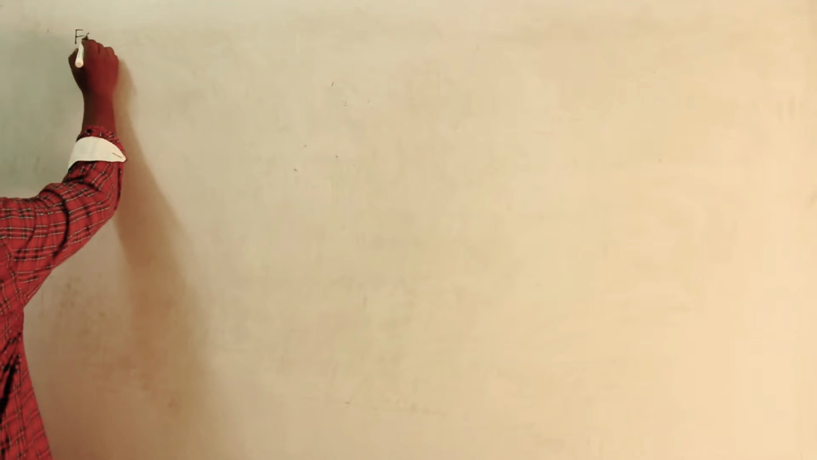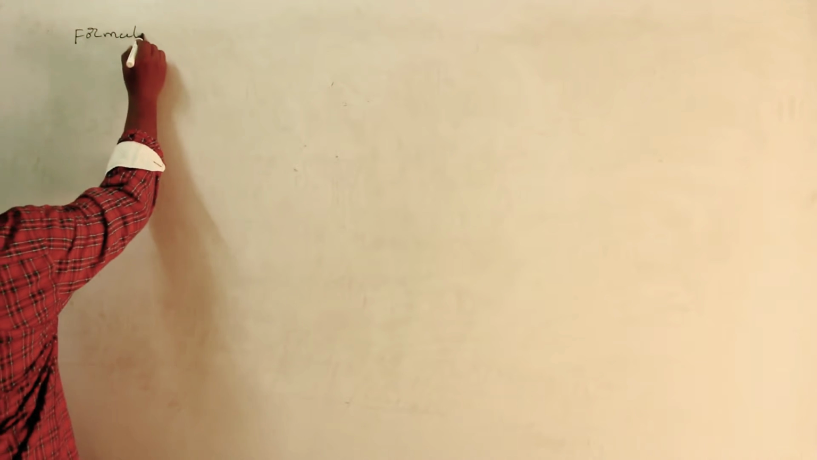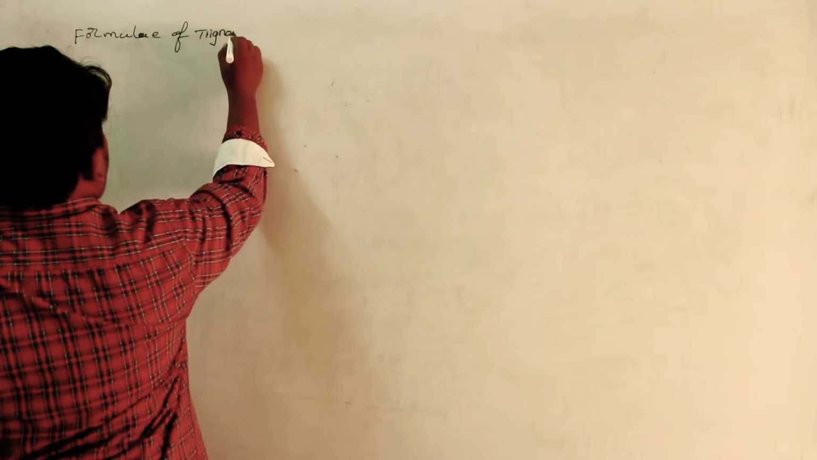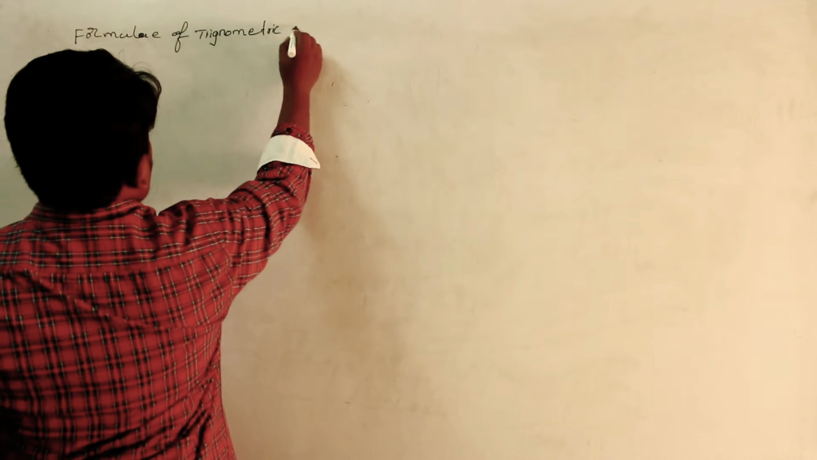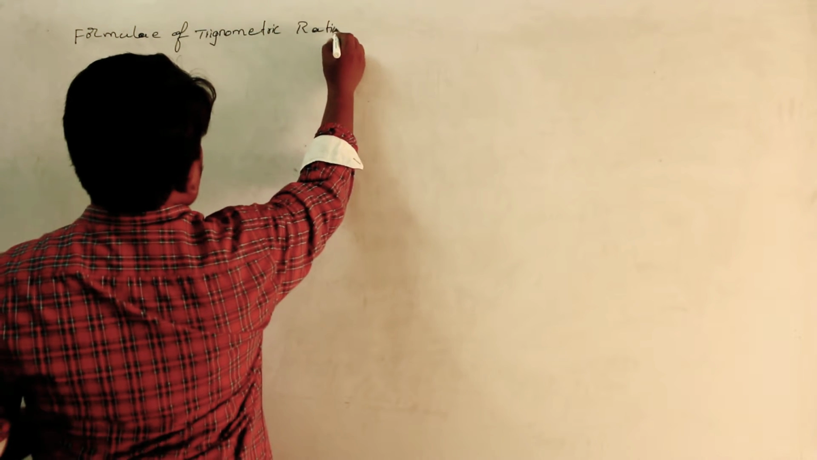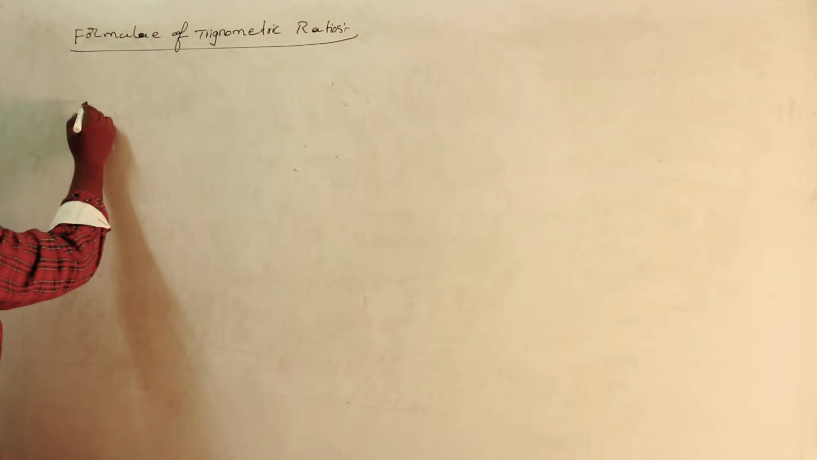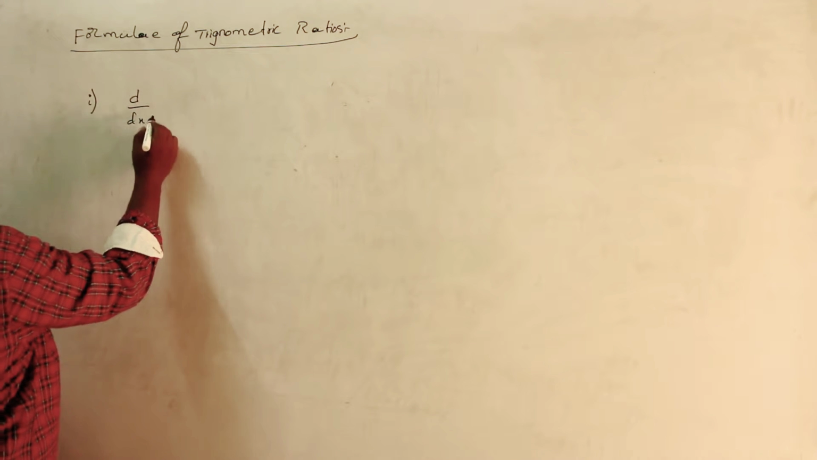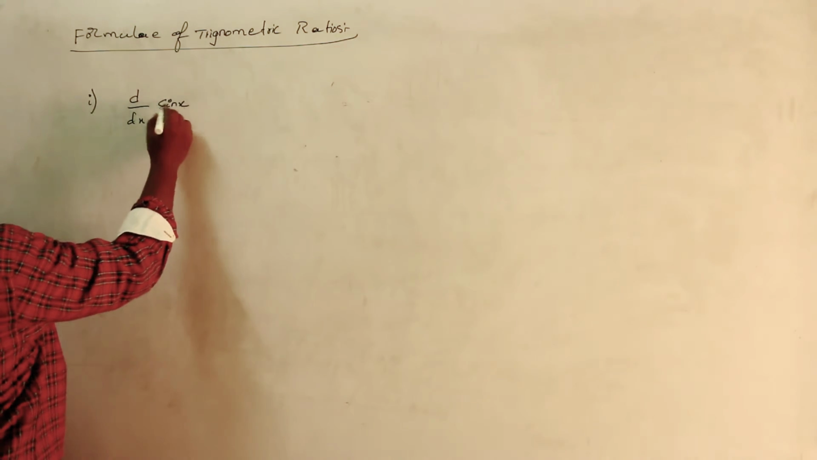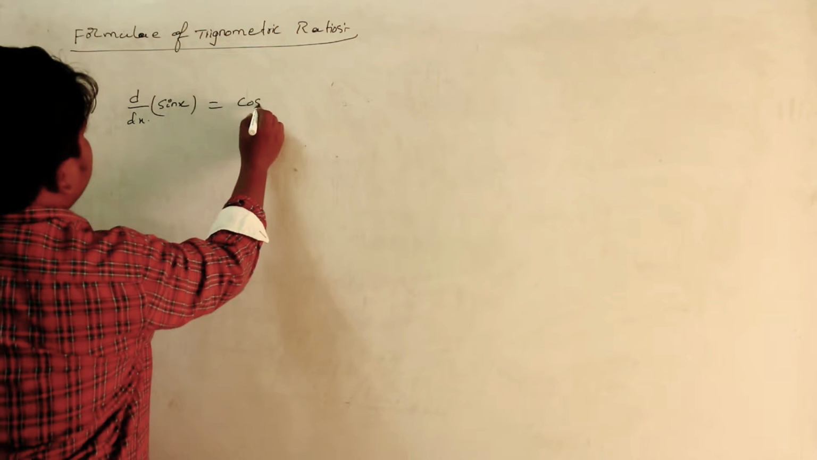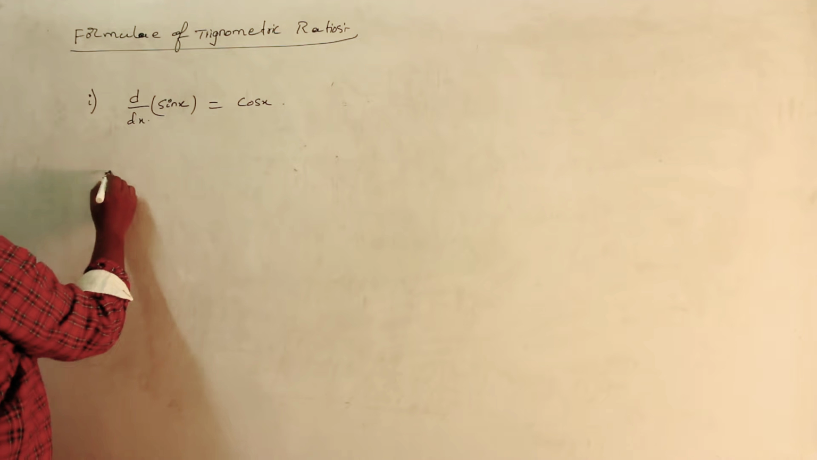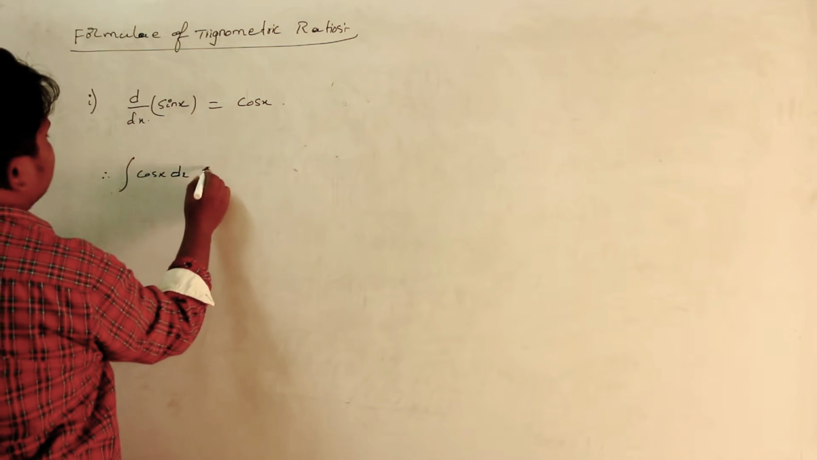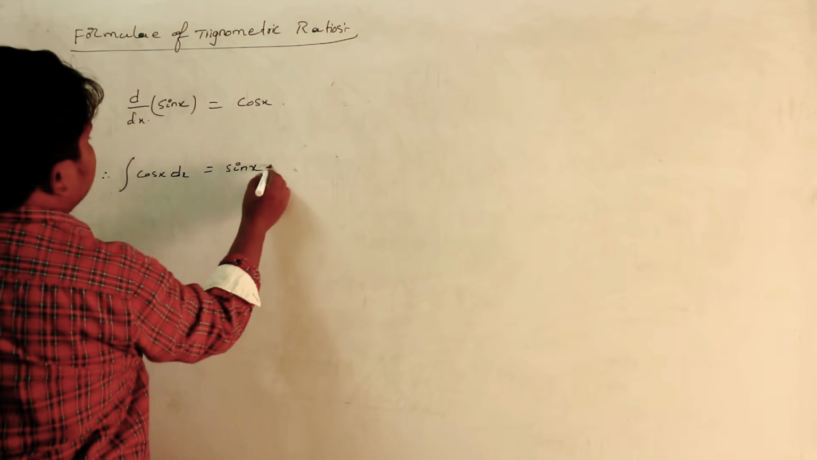So, formulae of trigonometric ratios. First one we have d by dx of sin x is equal to cos x. Therefore, integration of cos x dx can be written as sin x plus c.